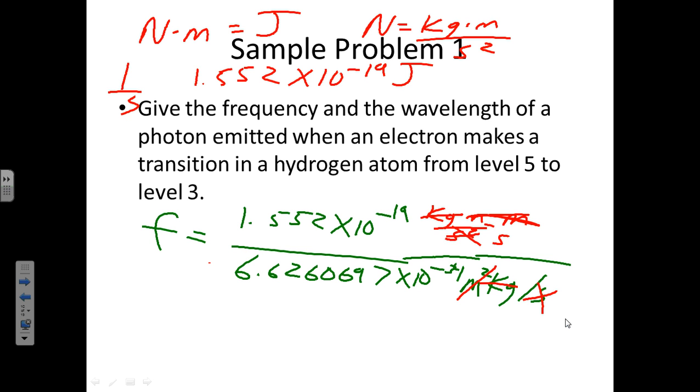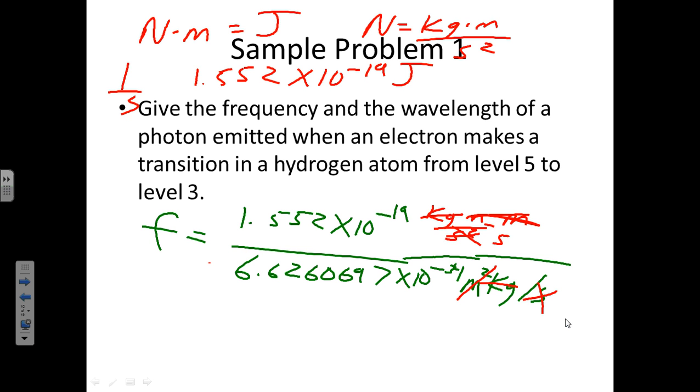This was the second squared, we're down here on the bottom. So this second cancels with that, and we're just left with nothing over seconds. That's hertz. Something per second. We're looking for frequency, right? So that makes sense. That's what we need, is hertz.